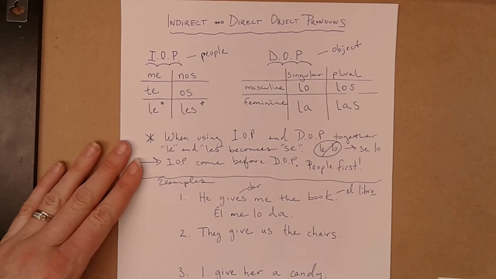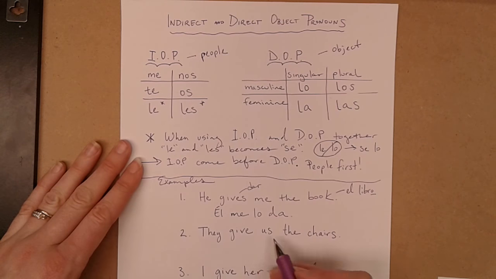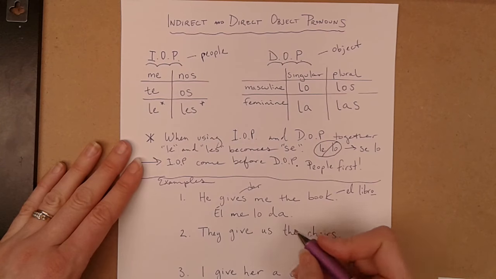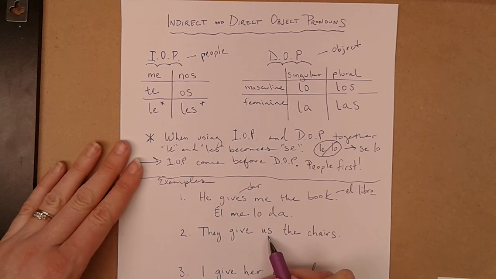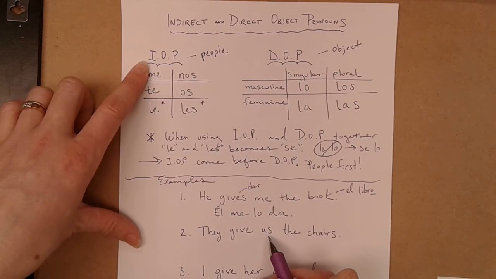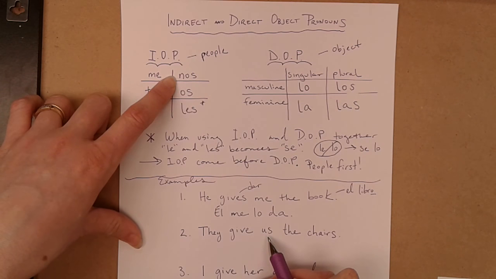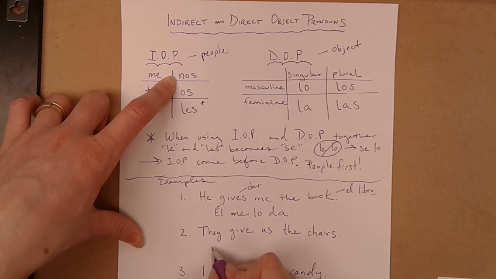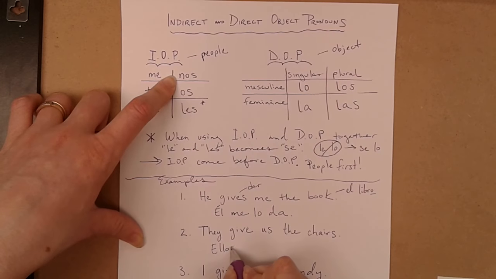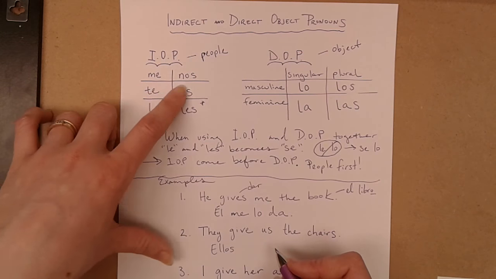All right, next one. They give us the chairs. All right, let's look at a couple of things. So us is going to be our indirect object pronoun. Nos is what we're going to use here. So we'll start with they. Ellos, nos.